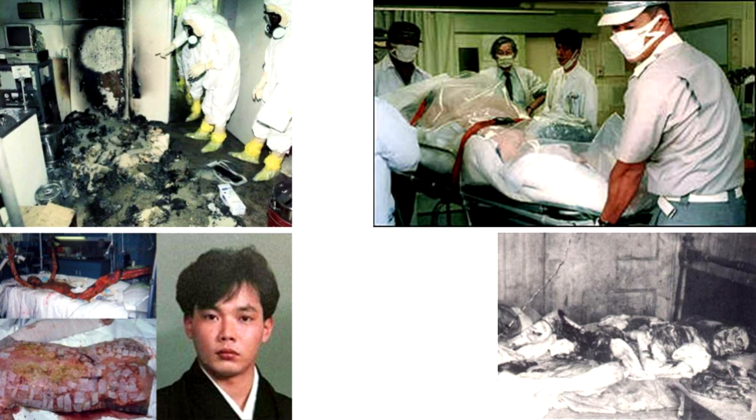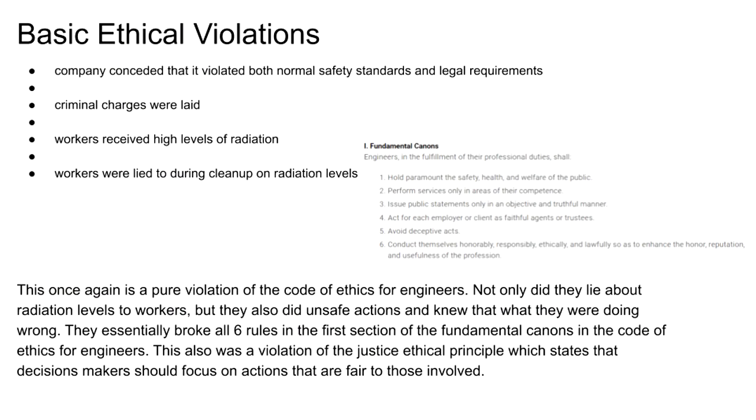The cause of the accident was workers mixing too much uranium-containing water into buckets, reaching a critical level for a chain reaction to start and giving lethal doses to those 3. They had not been trained well, and the IAEA reported placing the blame on human error and a serious breach of safety principles. However, another more dangerous ethical violation is that the company conceded that it violated both normal safety standards and legal requirements, and criminal charges were laid.